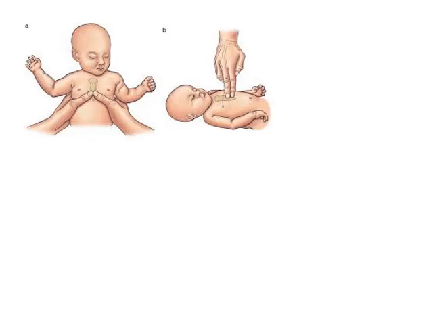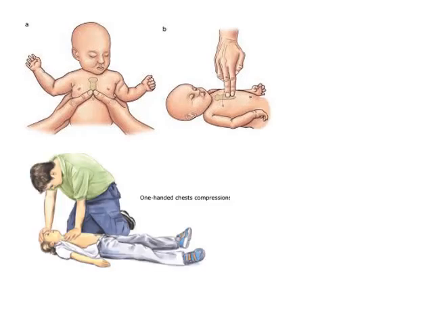If the child is an infant, less than 1 year, I will encircle the chest with my hands like this, or use 2 fingers if I'm a single rescuer. If he's a larger child, I will use the heel of one hand for chest compression, and as we notice, the rescuer is above the patient because he has to straighten his arm, and all the compression comes from his shoulder girdle and his trunk.